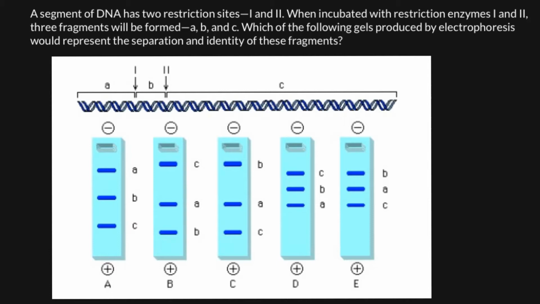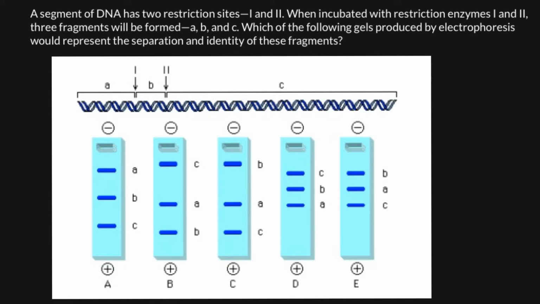And here's a problem. A segment of DNA has two restriction sites, 1 and 2. When incubated with restriction enzymes 1 and 2, 3 fragments will be formed, A, B and C. Which of the following gels produced by gel electrophoresis would represent the separation and identity of these fragments?